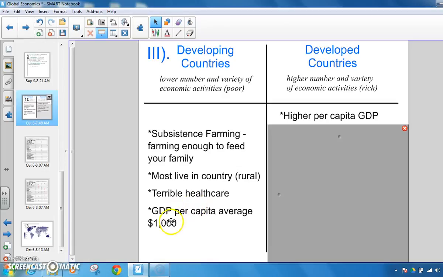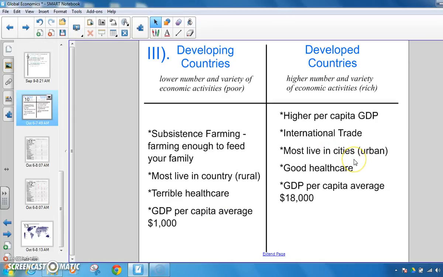Terrible health care, and usually GDP per capita is about less than $1,000. Whereas developed countries, most live in cities, they're urbanized, international trade, great health care, and GDP on average is about $18,000. Again, these are ones you're going to need to add to your chart, subsistence farming being a very important vocabulary term, and I hope this has helped.